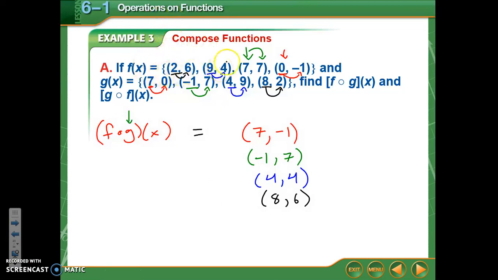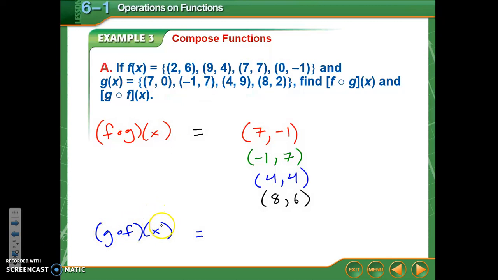All right, so now I'm going to erase some of what I did and show you g of f of x. Okay, so g of f of x, I've changed the order, right? So this time I'm going to plug x into f, and then what I get from f, I'm going to plug into g. So let's start with f. If I plug 2 into f, I get 6. Can I plug 6 into g? Is 6 part of the domain of g? No. So that ordered pair doesn't lead me anywhere, and that's fine.